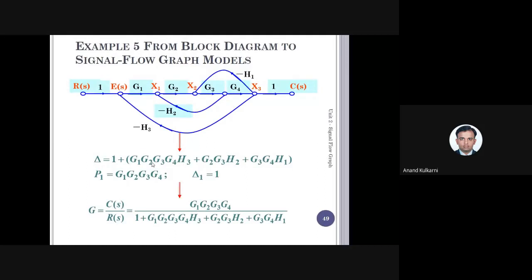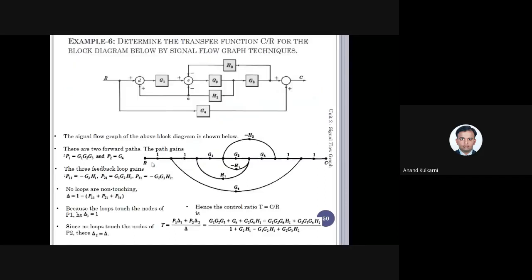There is one more problem in a similar range. You can take down this problem also. Determine the transfer function for the block diagram shown by the signal flow graph technique. Determine the transfer function C of S divided by R of S for the block diagram below by the signal flow graph technique. Means, given a block diagram, you have to solve it by the signal flow graph. So given this problem, you have to convert it into a signal flow graph and then solve it. Just take down this.